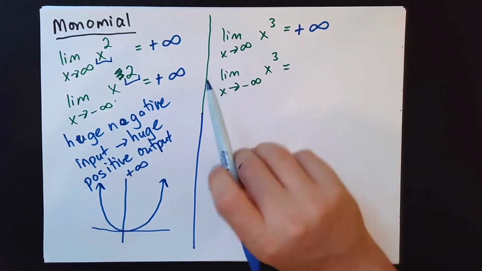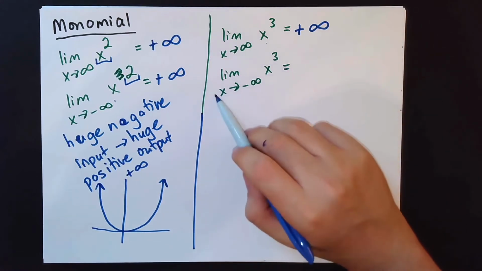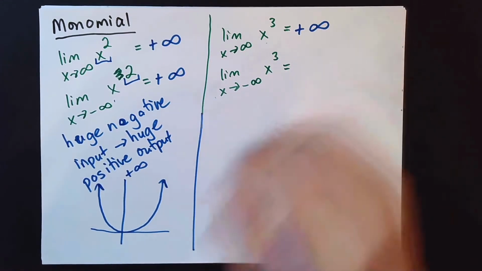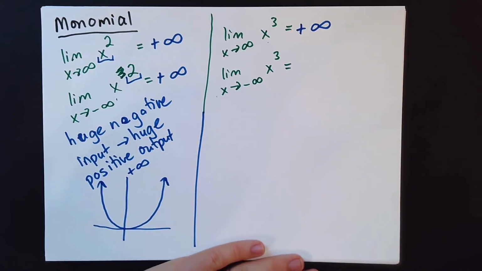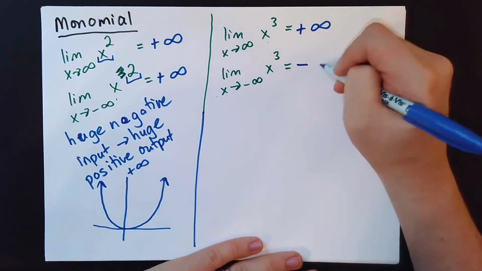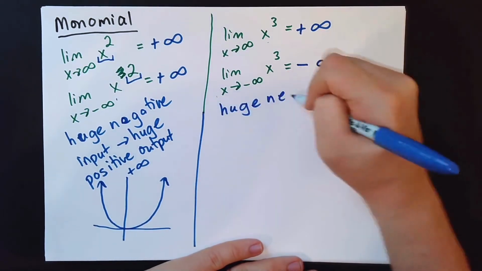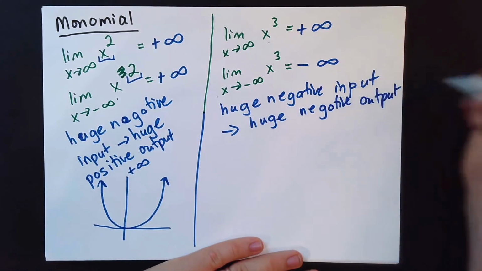Okay. On the other hand, let's look at x cubed. If I take a huge negative input and put it into x cubed, that's saying what happens if I take a huge negative input and cube it. Then I'm going to get a huge, now negative number, because there's 3 minus signs. 2 of those minus signs cancel. 1 minus sign is left over. And so this is in fact going to be minus infinity. And that's because here, huge negative input gives me back a huge negative output.